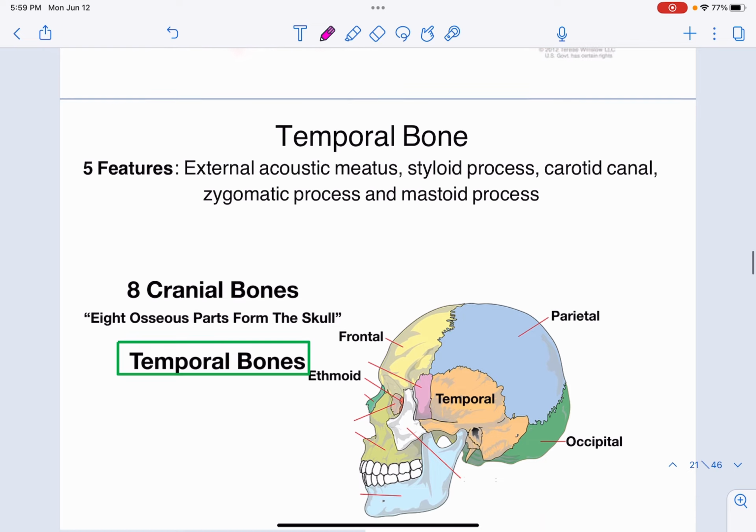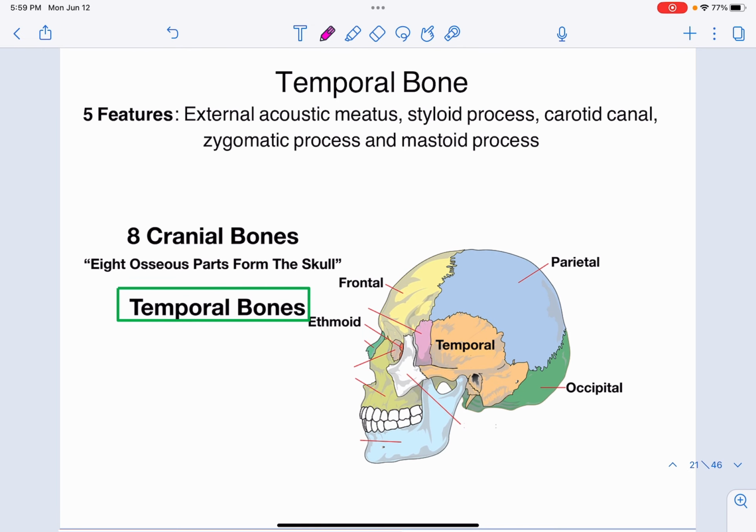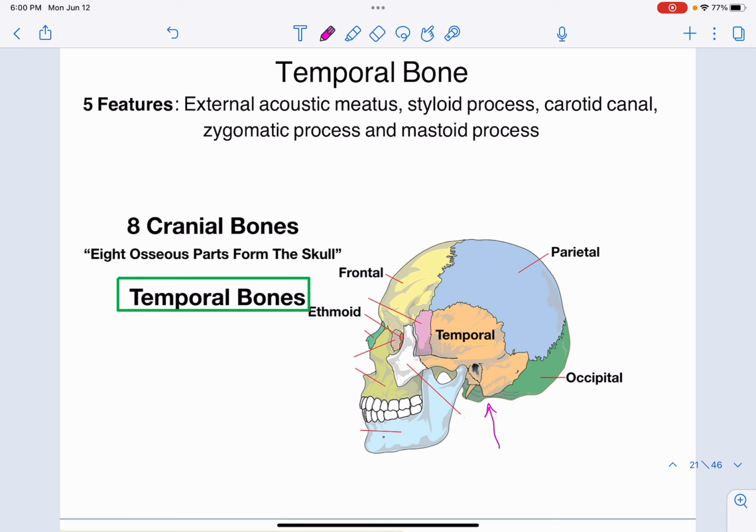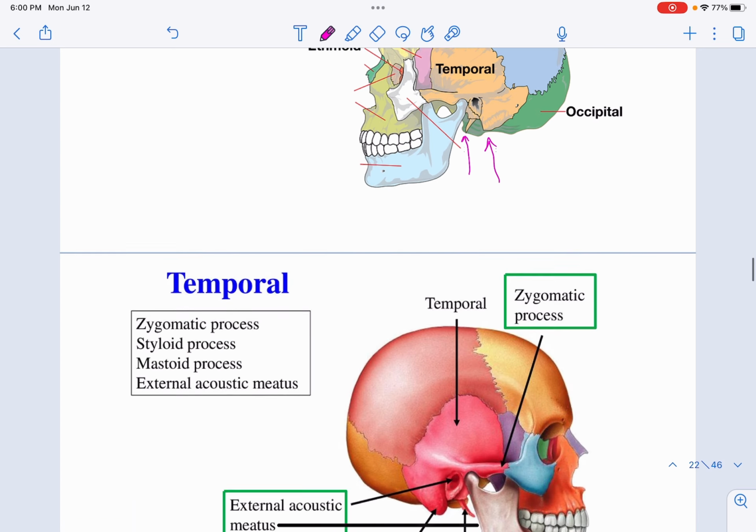All right, let's move on to the temporal bone. That is what is shown here in orange. There are 2 of them, and we will go over 5 features for this bone. So we'll talk about the external acoustic meatus, the styloid process. Remember I told you there was a styloid process. It looked like a stylus pen. The carotid canal, zygomatic process, and the mastoid process. So let's take a look at these features.